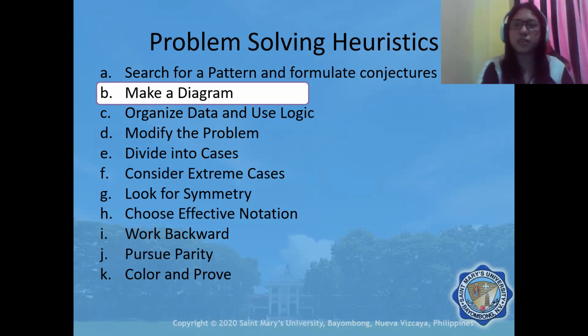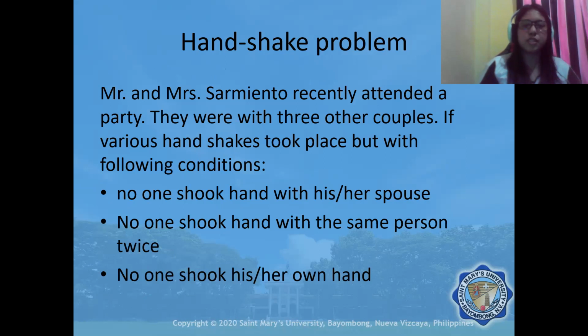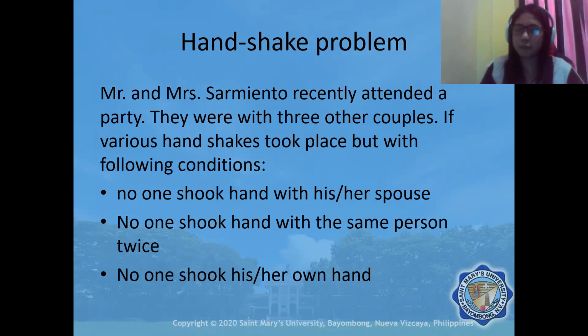So we are going to consider one problem just to show you this type of heuristic. Okay, so we are going to answer the handshake problem. Mr. and Mrs. Sarmiento recently attended a party. They were with 3 other couples. Various handshakes took place, but with the following conditions. No one shook hands with his or her spouse. No one shook hands with the same person twice. And no one shook his or her own hand.